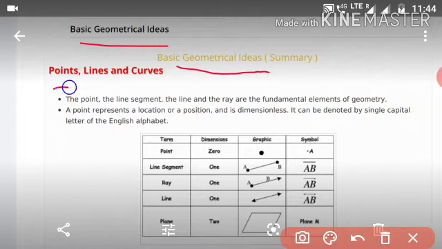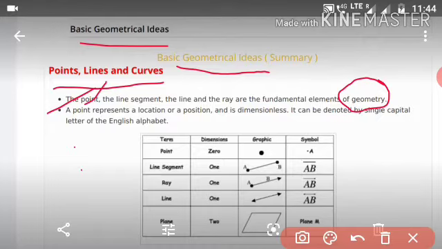Point, lines and curve. We know what is a point, isn't it? So this is a point. Now point number 1: the point, the line segment, the line and the ray are fundamental elements of geometry. So for geometry, point, line segment, line, ray, these all are fundamental elements of geometry.